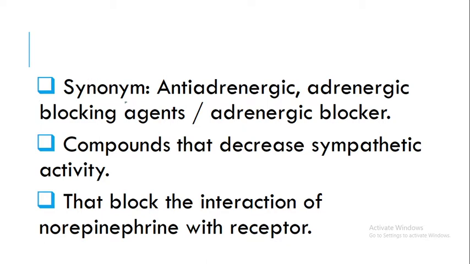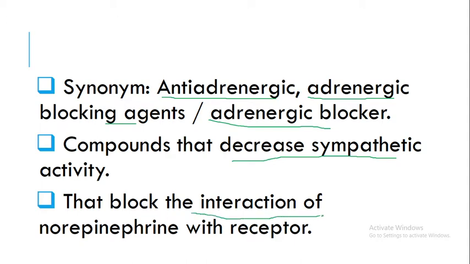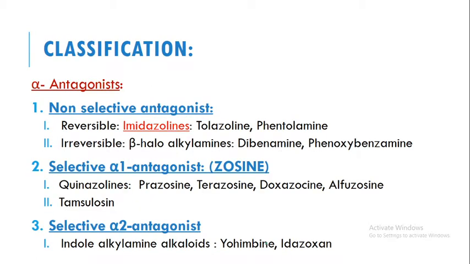If you look at the synonyms of this drug class, they are called anti-adrenergic drugs, adrenergic blocking agents, as well as adrenergic blockers. A compound or drug that decreases the sympathetic activity is called an adrenergic blocking agent as well as a sympatholytic agent, and they block the interactions of norepinephrine with the receptor site.